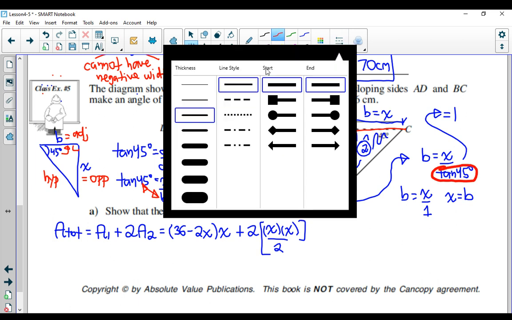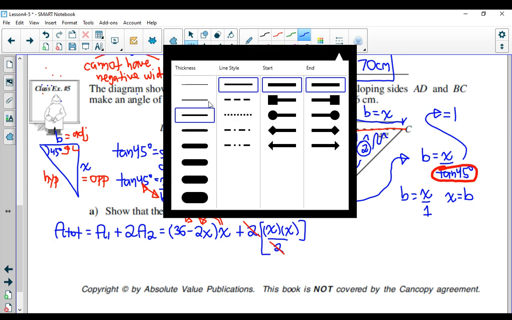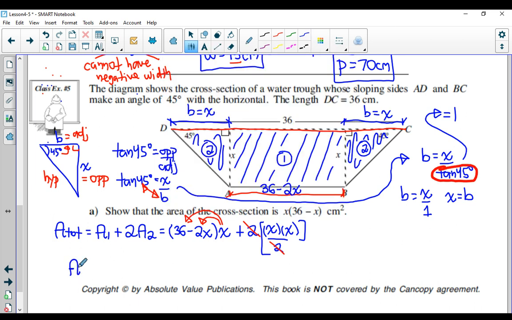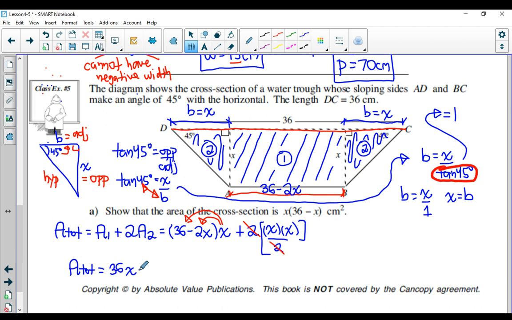Okay, we can simplify this a little bit right away. I've got a 2 on the top here, 2 on the bottom. Those will just cancel off. And now I can start to simplify this. So we'll use the distributive property to bring this x in. So then this would give me my total area is equal to 36x minus 2x squared. So that's the area of the rectangle. And then we add the area of the two triangles, would be adding x squared.